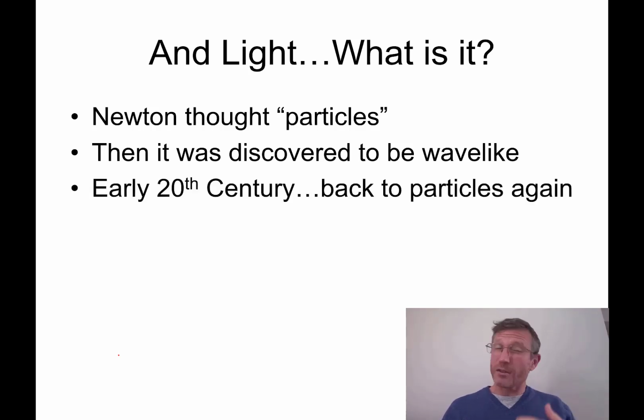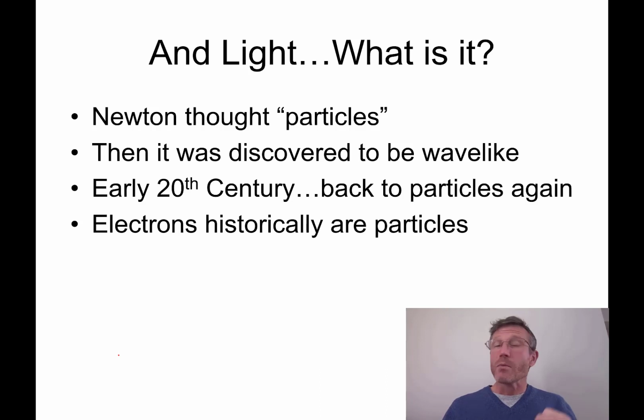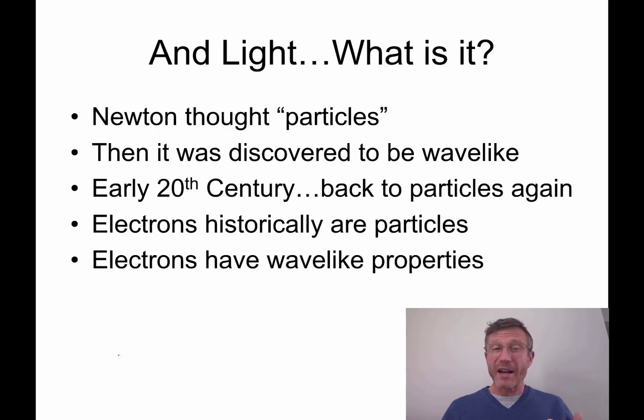Then in the early 20th century, about 100 or so years ago, we went back to thinking about light as particles. We've also considered that electrons historically are particles. We're going to find out that electrons also have wave-like properties, and we'll talk about the history of quantum mechanics, where light is considered as a particle again early in the 20th century, and electrons now also as wave-like. And we'll talk about de Broglie and some of the steps that were taken to introduce quantum mechanics as we go through the course.